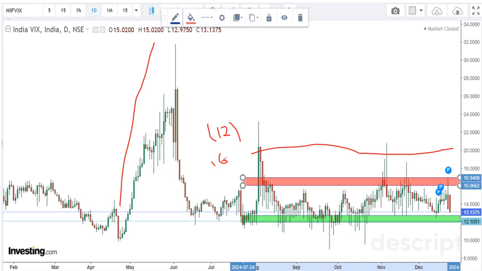Right. So this is the time we will be looking for a 60 kind of low, RSI 30 kind of low, RSI 2 kind of low. We'll wait and find an opportunity to buy.